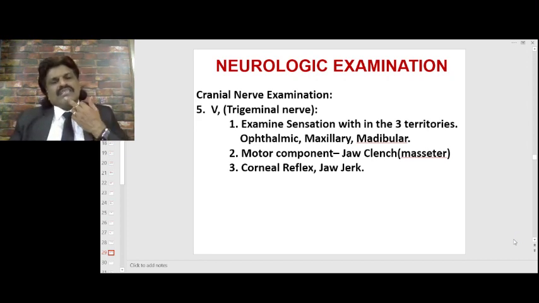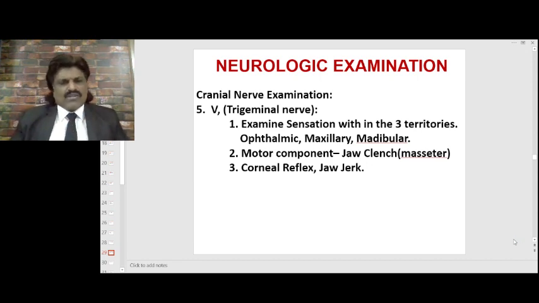Jaw jerk. Jaw jerk is a deep tendon jerk. The afferent is also the fifth nerve, the efferent is also the fifth nerve. Why is jaw jerk very important? Because it's the only jerk which is subserved by a cranial nerve, the fifth nerve. So if there's any upper motor neuron type lesion above the fifth nerve, the jaw jerk will be brisk. So it is mainly useful to differentiate whether it is pseudobulbar palsy or bulbar palsy. If the jaw jerk is brisk, that means it is an upper motor neuron lesion. The pathology is above the fifth nerve, that is usually above the pons.